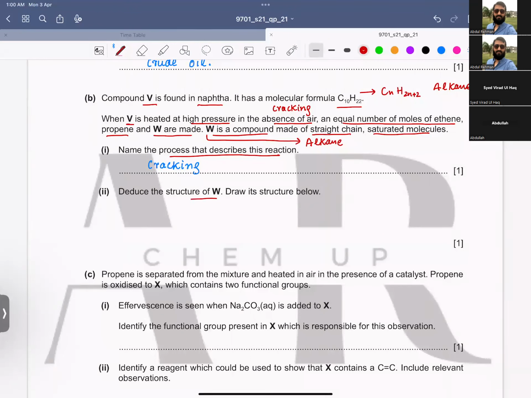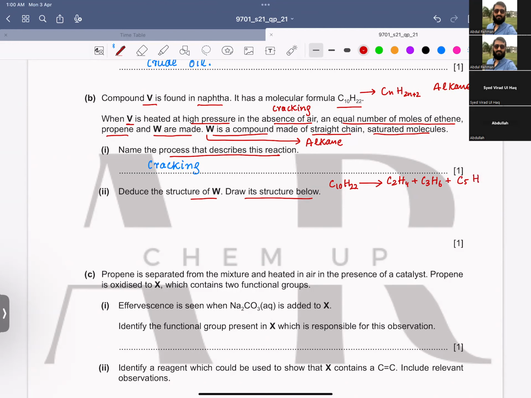Okay, now deduce the structure of W, draw its structure below. So we have C10H22 on cracking. It is producing an equal number of ethene and propene. Ethene is C2H4, propene C3H6. Now out of 10, how many carbons are left?